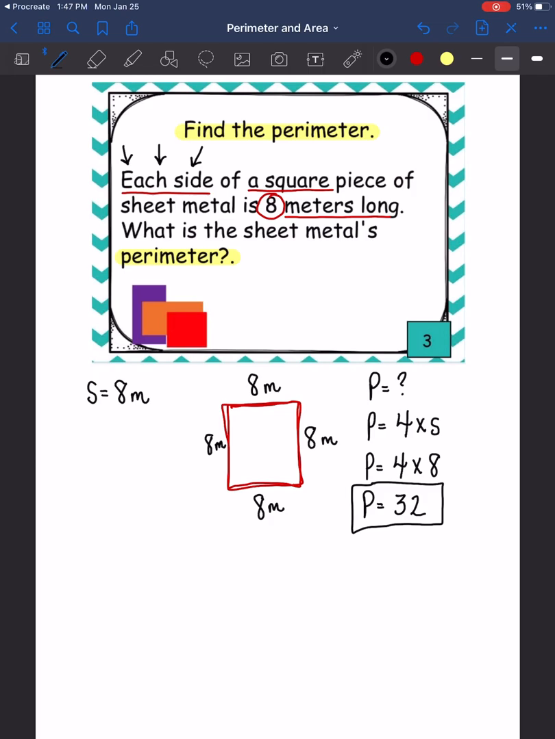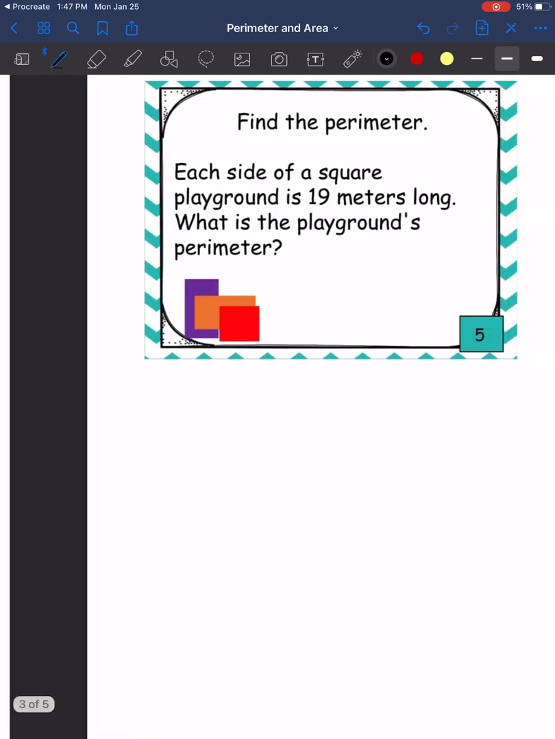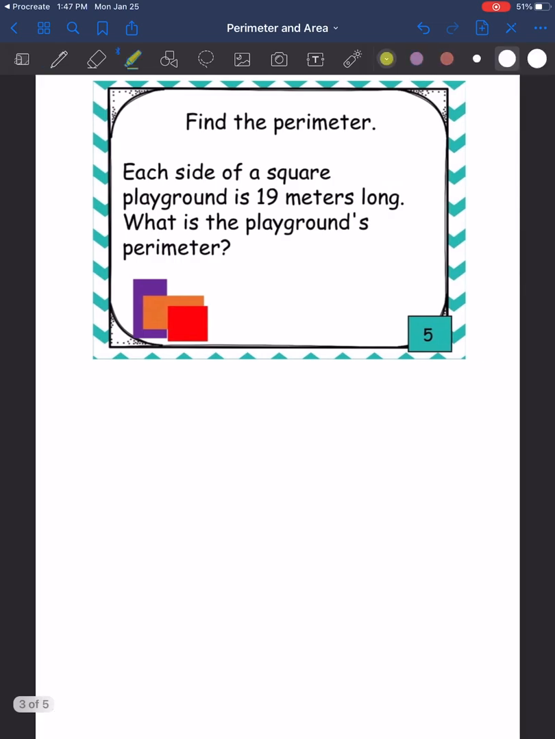All right, so we are going to go ahead and move on to our next task card, which again is finding the perimeter. So I'm going to highlight some of my key features. Find the perimeter. Each side of a square playground is 19 meters long. What is the playground's perimeter? I've already highlighted the fact that I know I'm going to be doing perimeter. I underlined the each side again, which identifies that I'm using a square, and that it gave me each side equals 19 meters long.